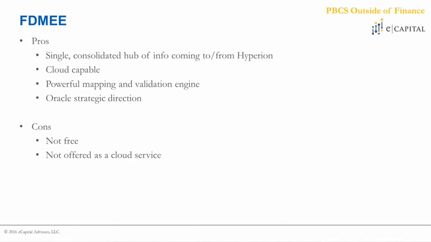So again, the pro is it's that single hub to go to and from Hyperion at any source, any target. Obviously, it's cloud capable, being any source, any target. Much like with the data management that we just talked about, it has a very powerful mapping and validation process as well. So again, if you need transformation from your source and target, it handles that very well, and it's really one of the fortes of FDMEE.